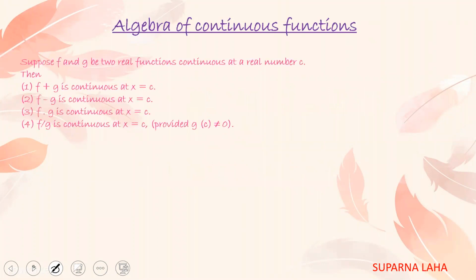That is, if f and g, these two real functions, are continuous at a real number c, then the addition of functions f and g, the subtraction of the functions f and g, the multiplication, and their division where g of c is not equal to 0, these four functions will be continuous. You can check by the algebra of limits.